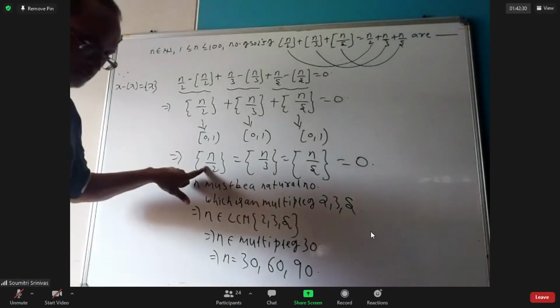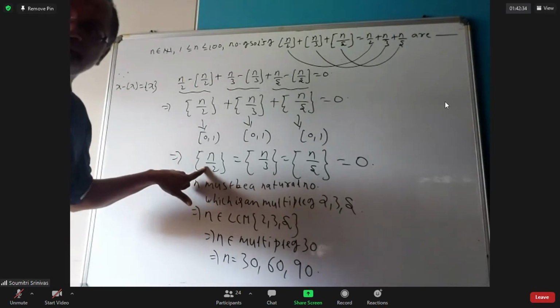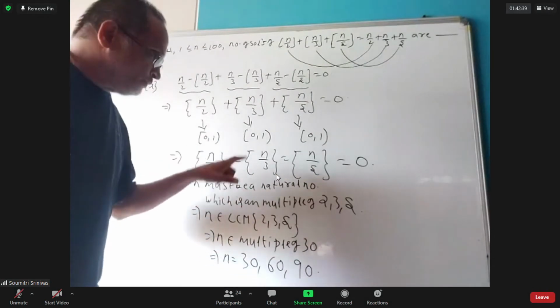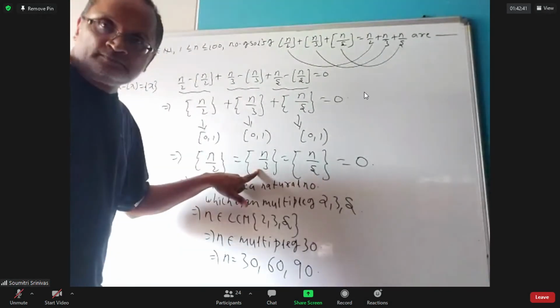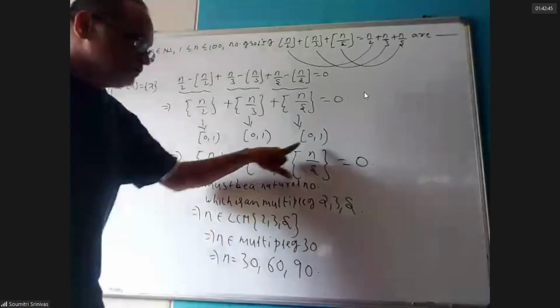30 by 2 is 15, fractional part of 15 is 0. 30 by 3 is 10, fractional part of 10 is 0. 30 by 5.